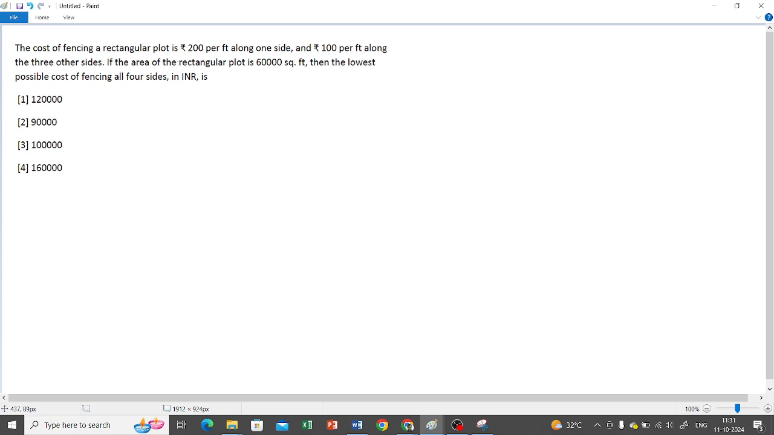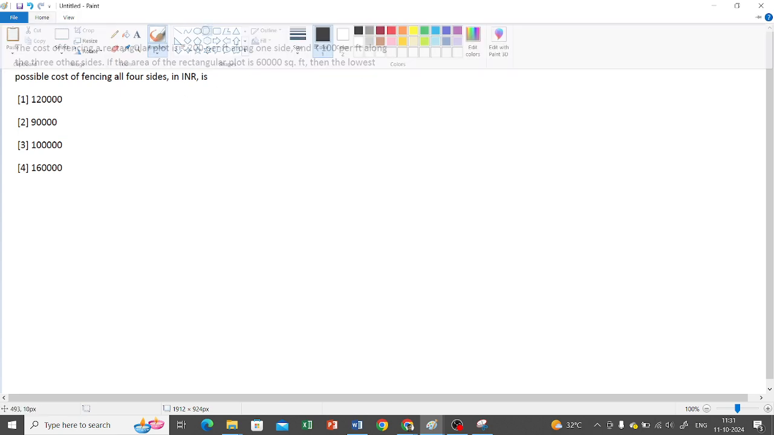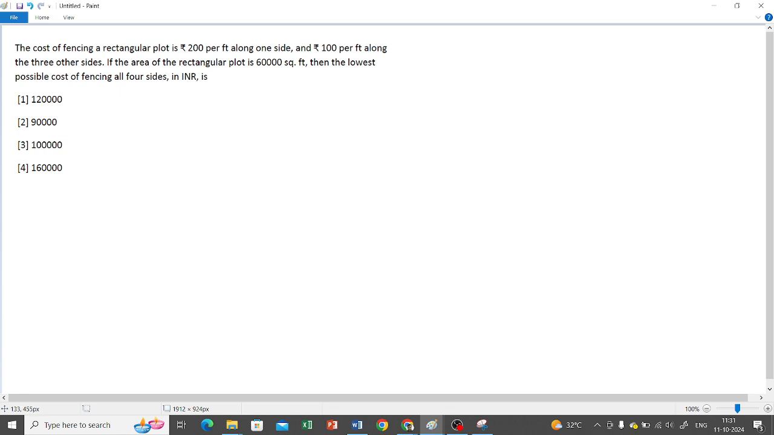The cost of fencing a rectangular plot is 200 per feet along one side and 100 per feet along the other three sides. If the area of the rectangular plot is this, then the lowest possible cost. Fine.